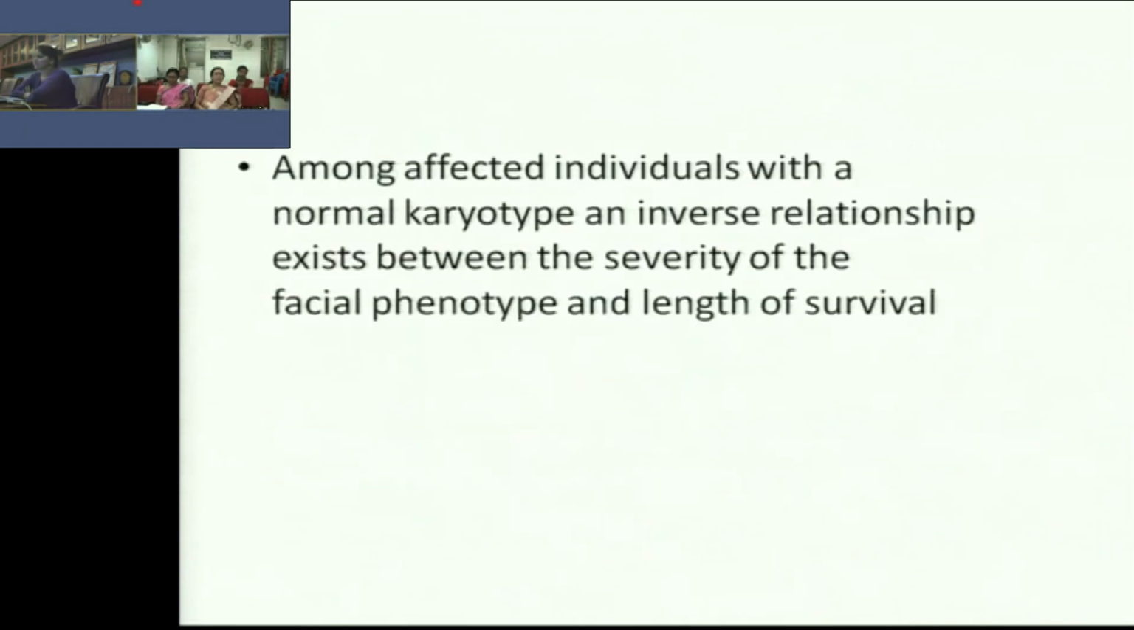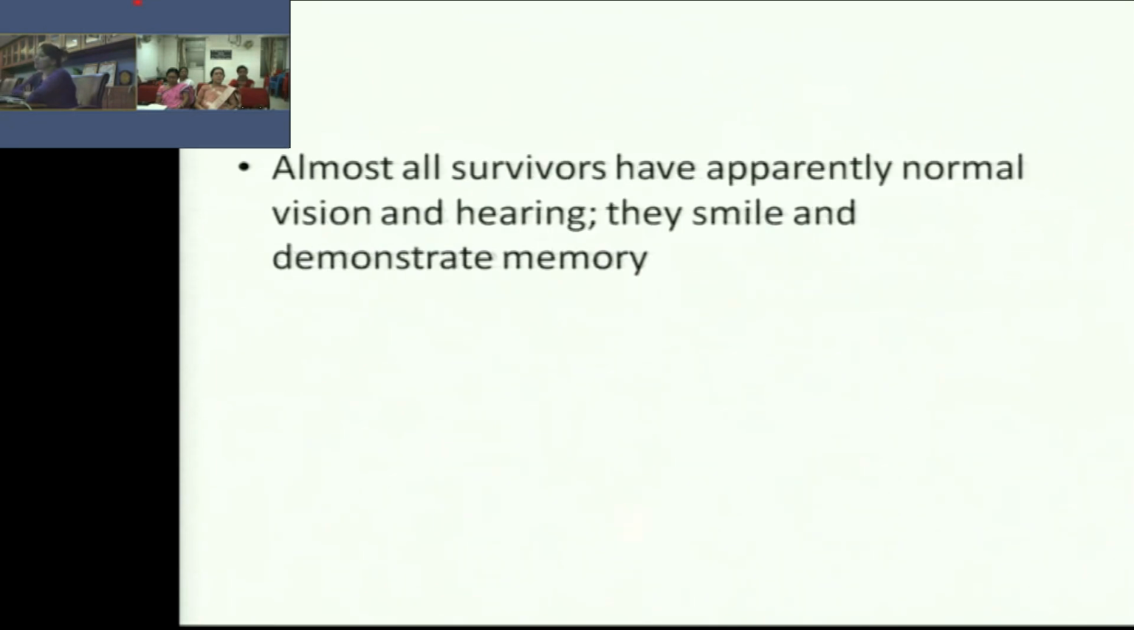Generally there is an inverse relation between a normal karyotype and severity. If the karyotype is normal, then severity is less. If there is an abnormality, there are other involvements and the length of survival is also decreased. Among all the survivors, vision and hearing are apparently normal, and they smile and demonstrate good hearing.